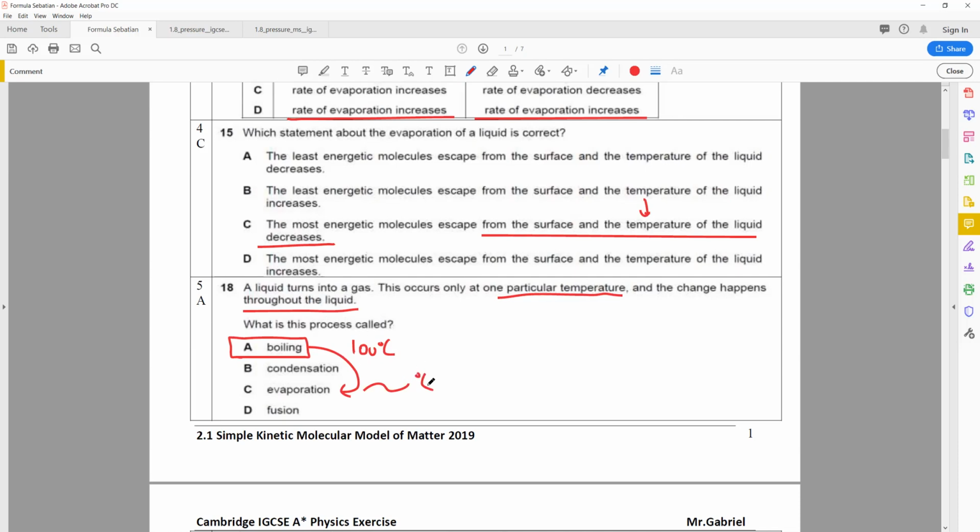And then the second thing about evaporation is that it only occurs on the surface, whereas boiling happens throughout the whole liquid.